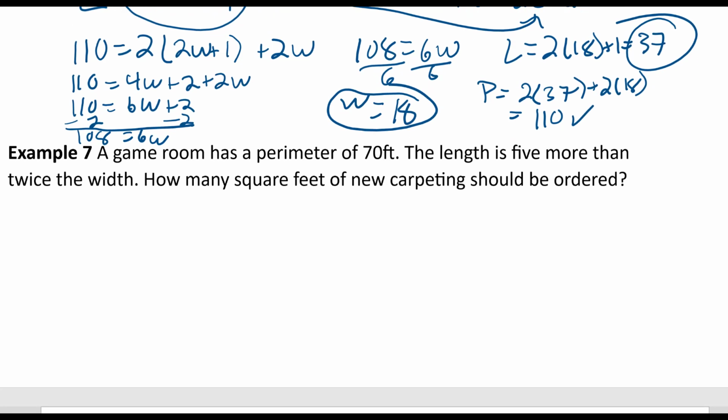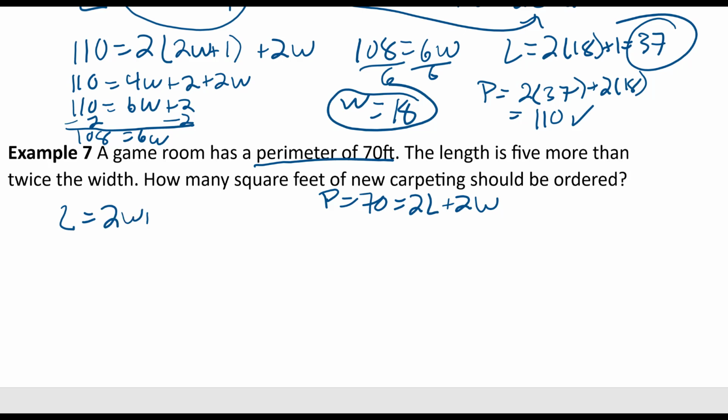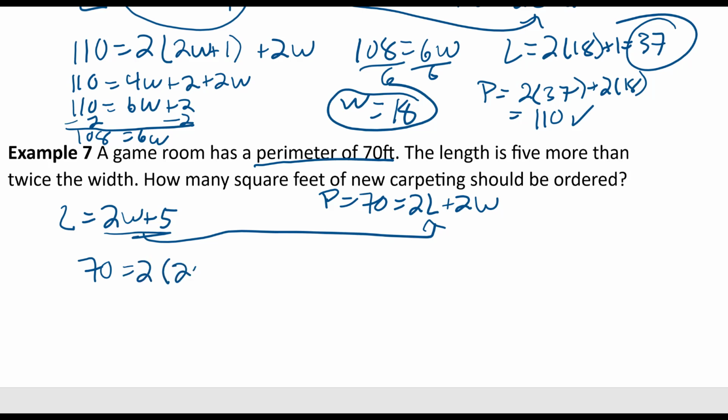Okay, our last example: a game room has a perimeter, again perimeter, of 70 feet. So perimeter equals 70, which is 2 times length plus 2 times width. The length is 5 more than twice the width, so length equals twice the width plus 5. How many square feet of new carpeting should be ordered? So very much like the last problem, I will put this in place of L. So 70 equals 2 times, instead of L, I'm going to put 2W plus 5.